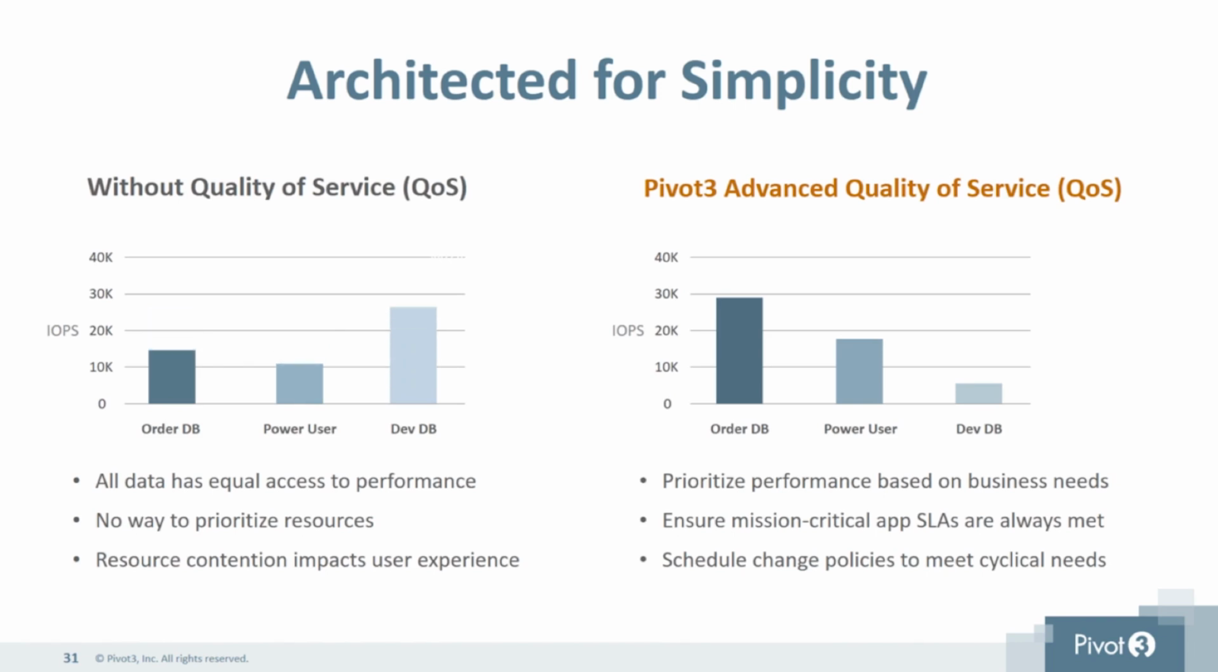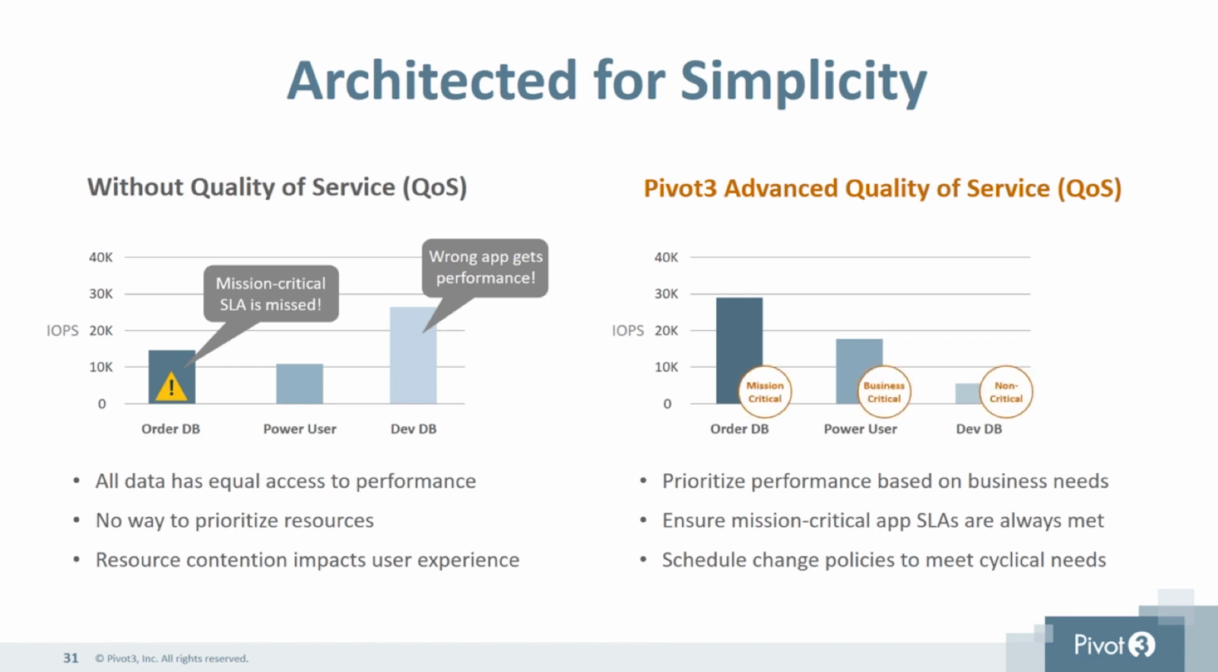So now if you have a situation where your development database, which is less critical, sees a high demand, this can create contention and can starve resources from your mission critical application. That can cause SLAs to be missed, can cause all sorts of problems. The way that we handle it at Pivot 3 with our advanced quality of service is the user goes in and defines the service levels for each of the workloads. They say mission critical, business critical, non-critical.